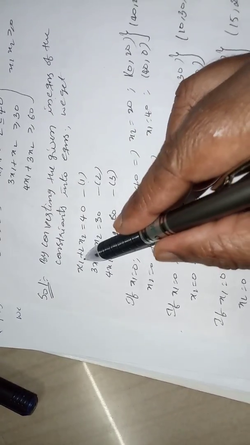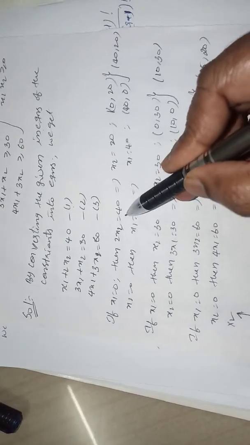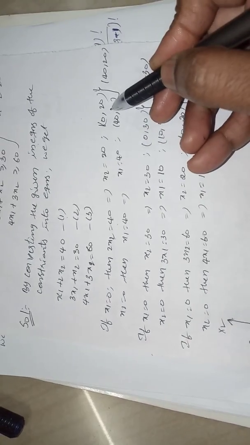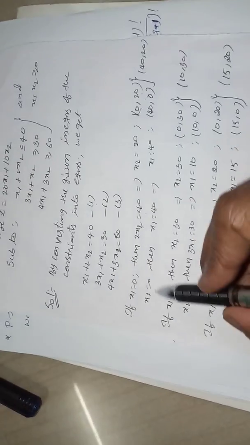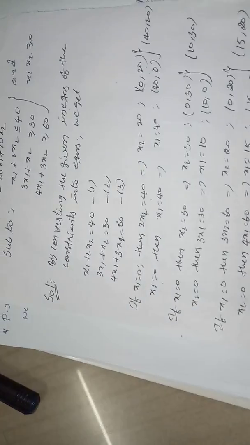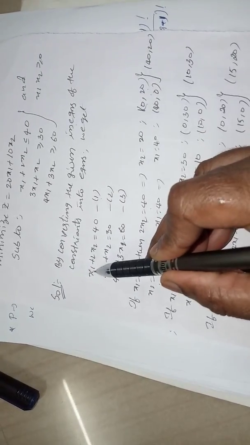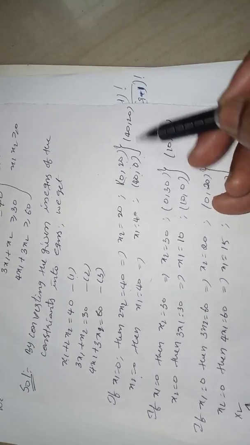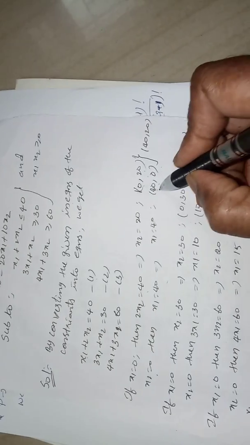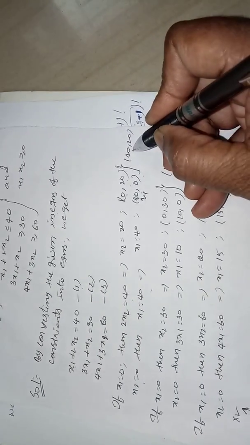If x1 equals 0 in the first equation, you will get 2x2 equals 40, then x2 equals 20. So if you take 0 for x1, you get the x2 value. Similarly, if x2 equals 0, then x1 equals 40. So the points from the first equation are (0, 20) and (40, 0), where the first is x1 and the second is x2. Similarly, apply the same for the remaining equations.